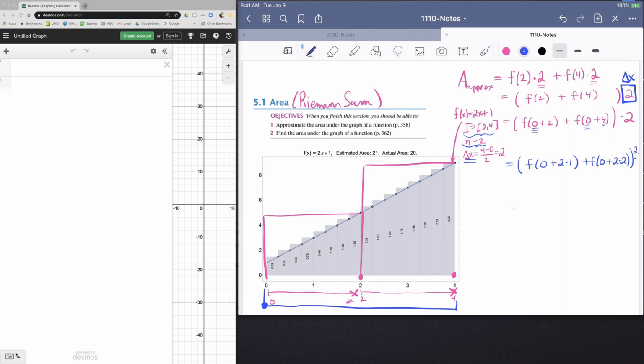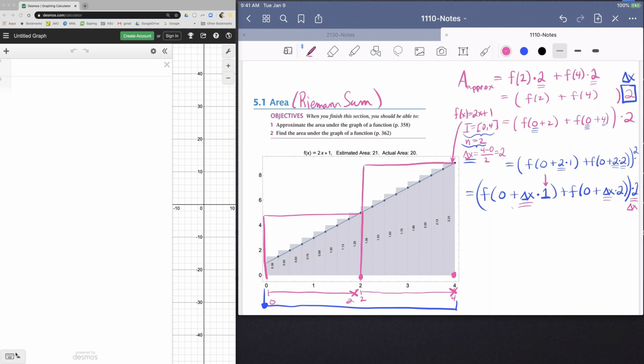Alright, so what we can see is that we have the function evaluated at 0 plus 2, which was our delta x, multiplied by 1, the first rectangle, and then the function evaluated at 0 plus this 2, which is delta x again, multiplied by 2, because there is a second rectangle. And then we multiply by the width of the rectangle, which is 2. So if we're looking for a pattern here, we're noticing that we have delta x in several locations, right? There's delta x.